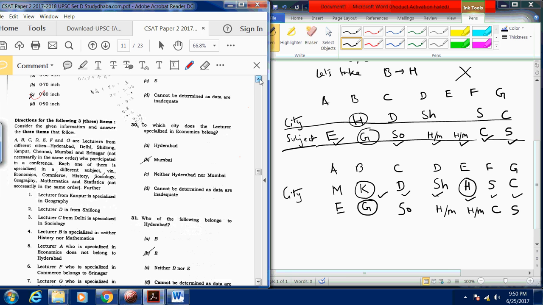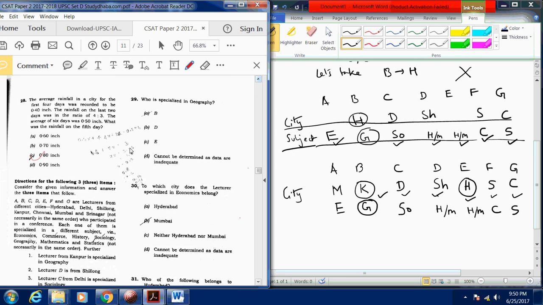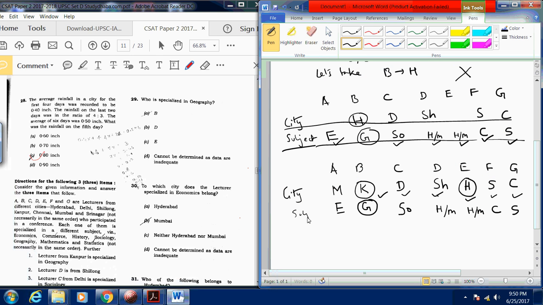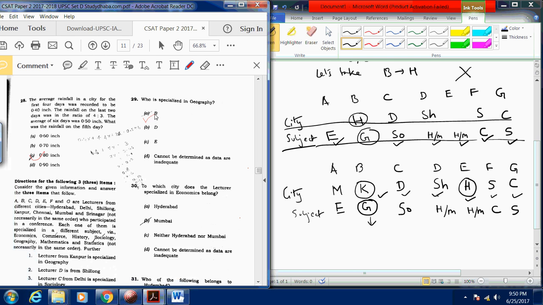You have the table filled up. Who is specialized in geography? So let's see. This is the subject, geography. This is geography. So you can see B. B is specialized in geography. So that is your answer.